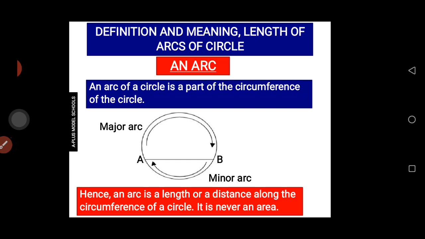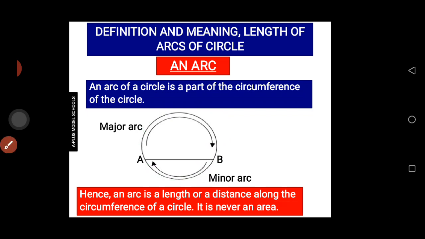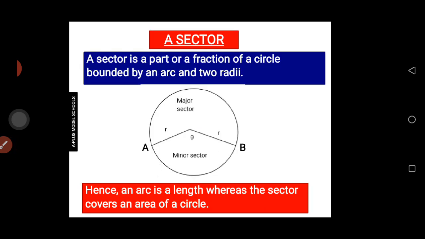So an arc is a length or a distance along the circumference of a circle. It is the distance from end to end. When we are talking about an arc, it is the distance along the circumference of a circle, and it is never an area. It is just the measurement, the distance along the curved part of the circumference.